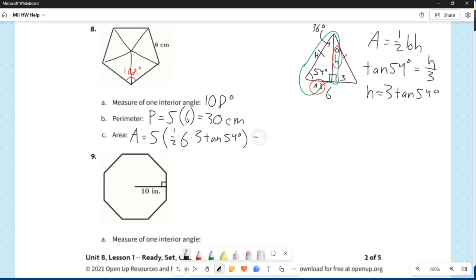All right. So what we can do now is plug in everything other than our trig function. If we plug in 5 times 1/2 times 6 times 3, we will get 45, and then tangent of 54. We're talking about centimeters here, so this is centimeters squared. That is our exact answer for the area of this pentagon: 45 tangent of 54 degrees square centimeters. It's exact, but not super useful, so this would probably be a good opportunity to plug it into the calculator.